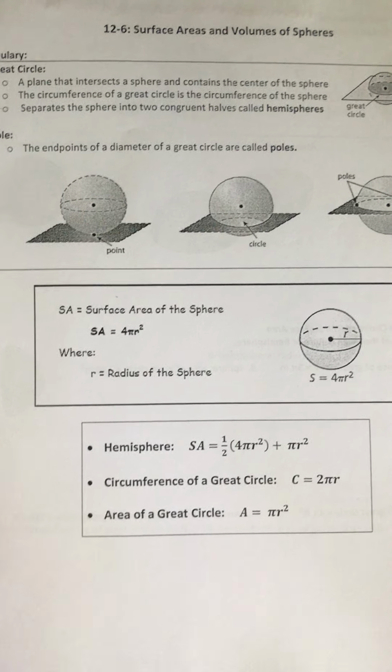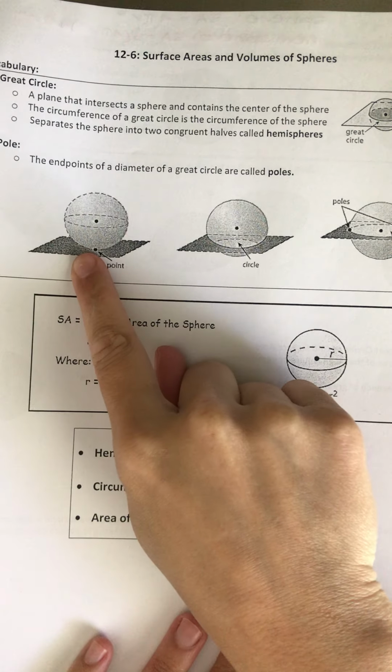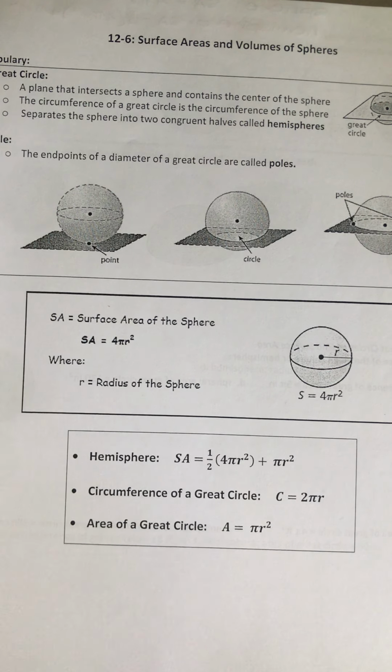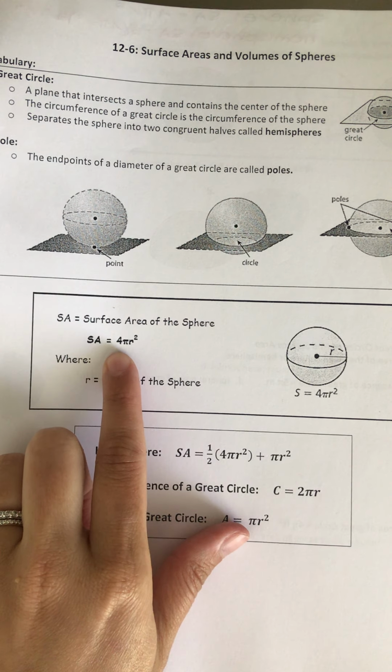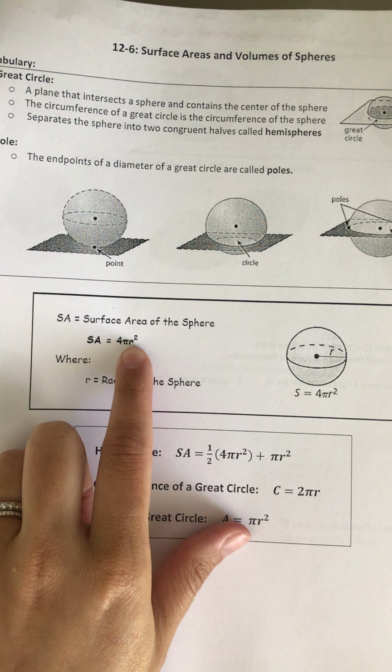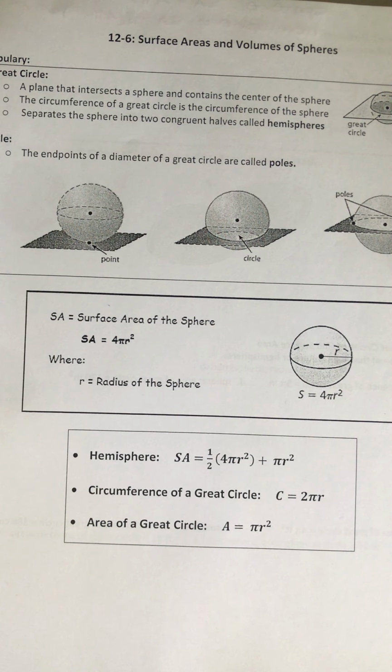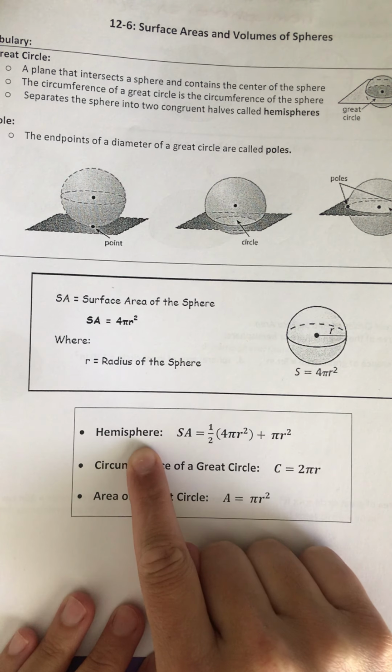So if you scroll down through your notes here, a sphere is any round object. So like think of like a baseball, a basketball, a golf ball, a tennis ball. Any perfect circle is a sphere. So our surface area formula is going to be 4 pi r squared. So not only are we going to find the surface area of a sphere, but we're going to find the surface area of a hemisphere.